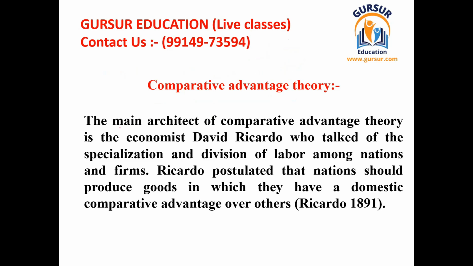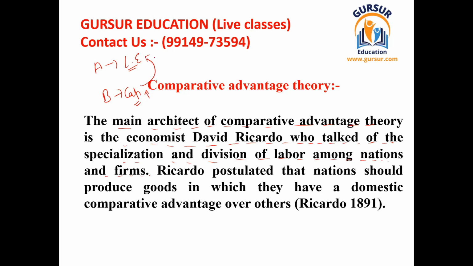So when we read, we get to know that the main architect of the comparative advantage theory is the economist David Ricardo, who talked about the specialization and division of labor among nations and firms. Okay, so there are two countries, A and B. Maybe country A is labor efficient, that means its labor has very high skills required for production, and country B is capital intensive. It can provide the capital, but it cannot provide the labor.